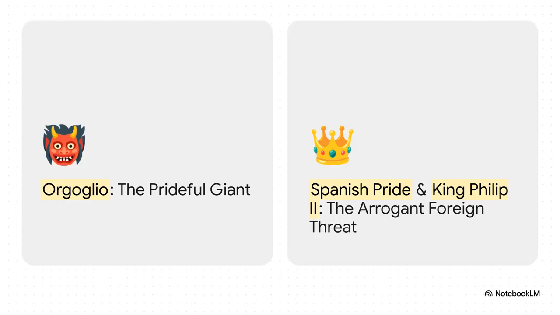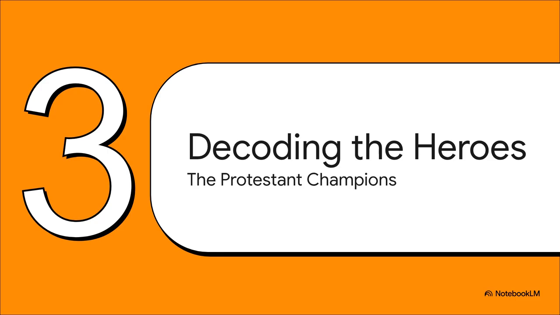The giant Orgoglio is meant to be the overwhelming military power and what the English saw as the massive arrogance of Catholic Spain under King Philip II. So when this giant shows up, the reader is supposed to feel the threat of England's biggest and most dangerous foreign rival. Okay, so we've decoded the villains.